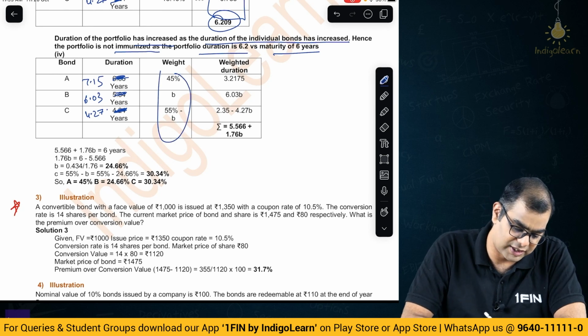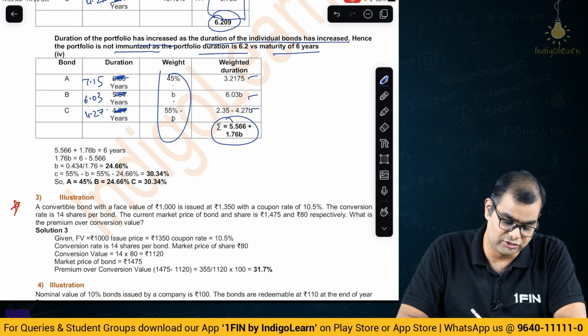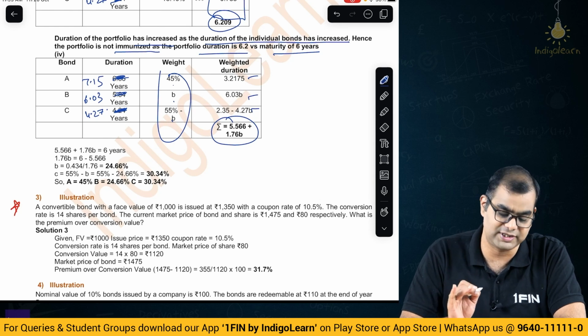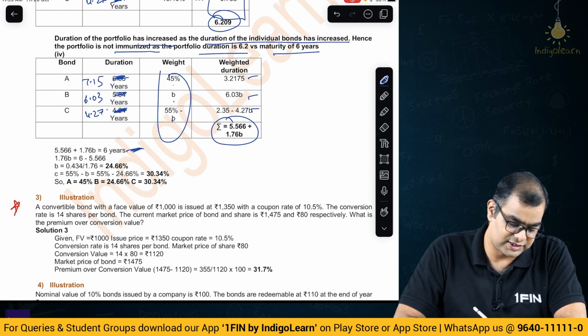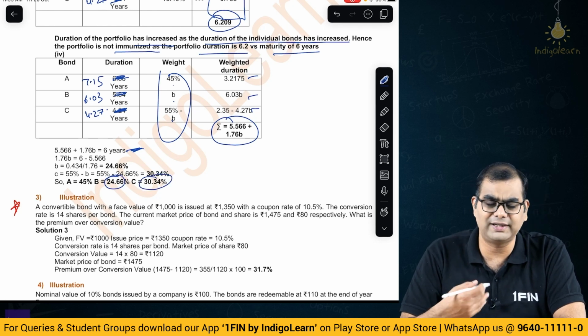Again, you solve the same thing. 45 for A and B and 55 minus B, you compute the weighted average duration, you get it as 5.566 plus 1.76B. You equate that to 6 years and solve for B, you get the weights as 24.66 and 30.34. So, you undertake the same process.